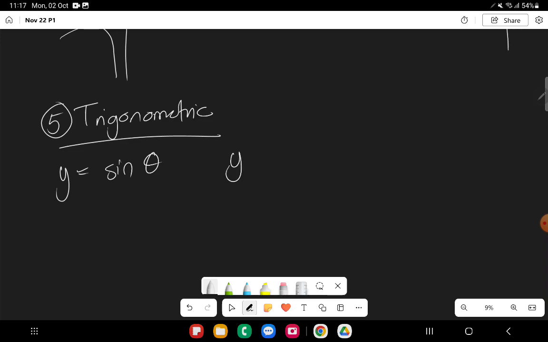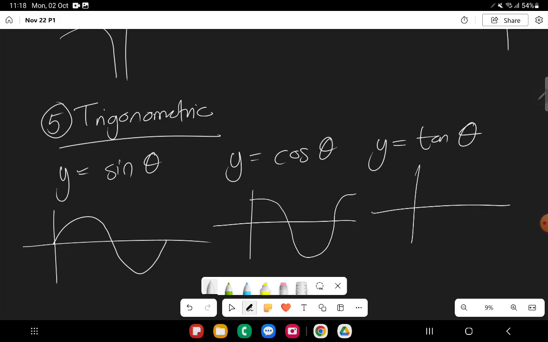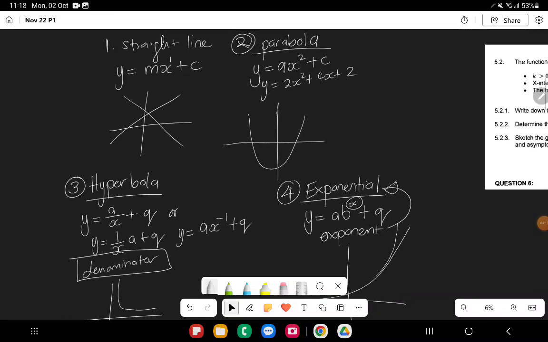And then our last is a group of graphs that go together. They are known as trigonometric graphs. So y is equal to sine of theta, y is equal to cos of theta, and y is equal to tan of theta. If we were to draw sine of theta, you start at 0 and you do that. If you were to draw cos of theta, you start at 1 and you do that. And if you were to draw tan of theta, you would have your asymptotes. So you would do that and then come up by your asymptotes. So those are the 5 different types of graphs that you need to be able to identify.